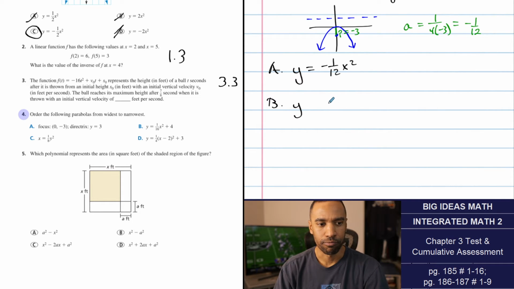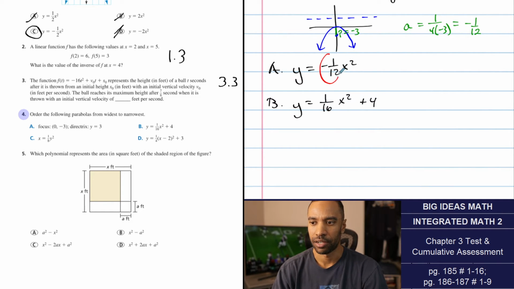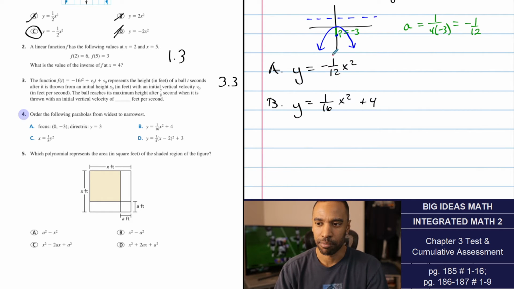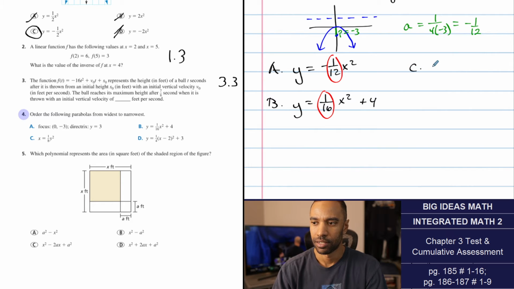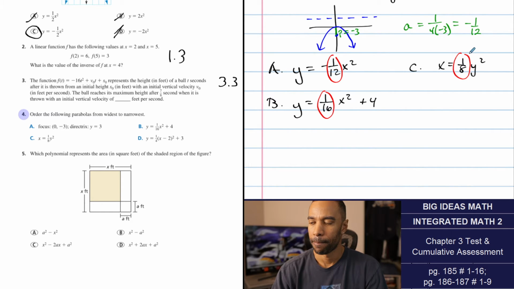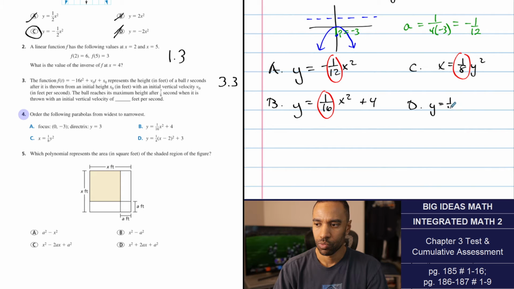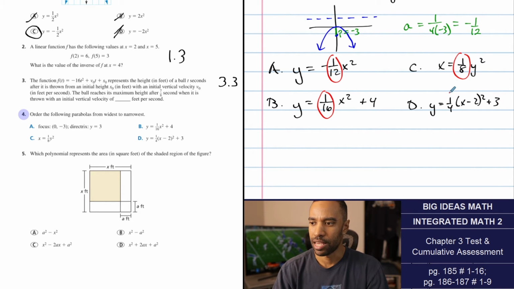They just say from widest to narrowest. I really don't care about anything else other than these values here, and not even the negative part. I just care about x equals 1/8 y squared, and y equals 1/4 x plus 2, and this.